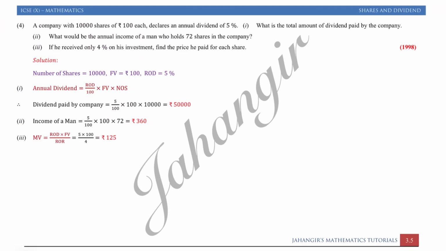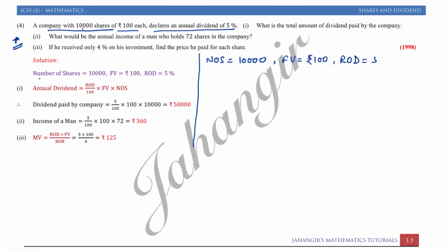Question number 4. This type of question is important in board. You will find this type of question 2 to 3 times. They are asked in the same pattern but just changing the numbers. A company with 10,000 shares of rupees 100 each declares an annual dividend of 5%. So first we will write the information for the company. For the company, number of shares is 10,000 and face value is rupees 100.